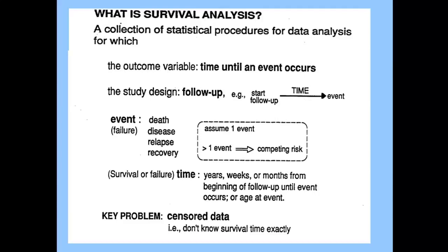Now, another thing to say, what I have in this little box over here, is that we're going to assume throughout the rest of this course, when we talk about survival analysis, that we're only interested in a single event. There's only one thing that we're worried about getting. We're only worried about whether they die. We're only worried about whether they get a certain cancer. We're not worried about more than one event. We're only focusing on one event.